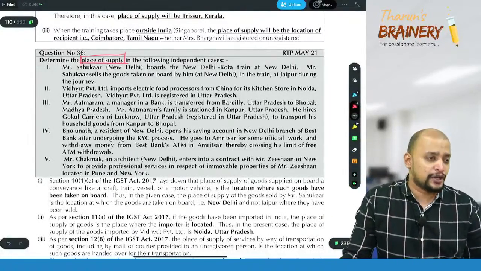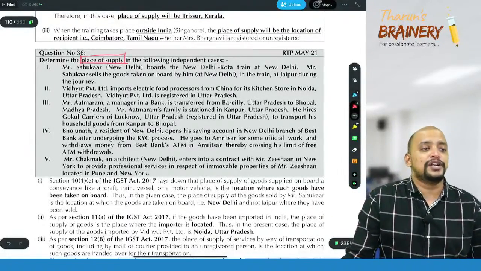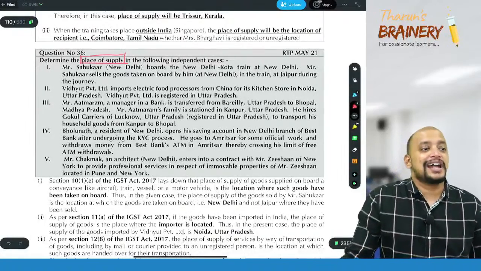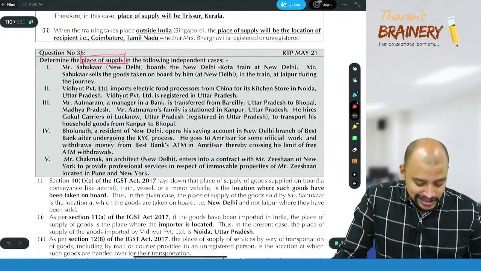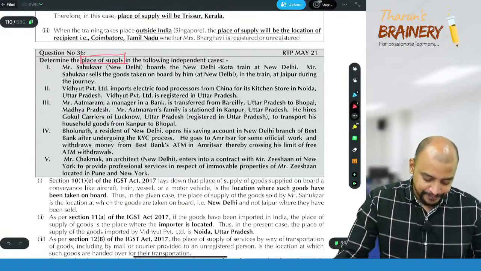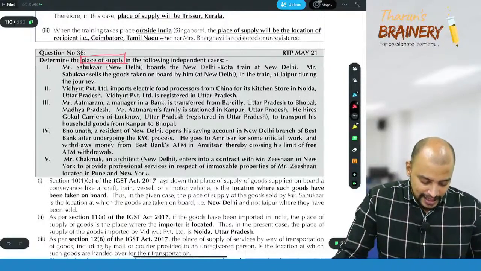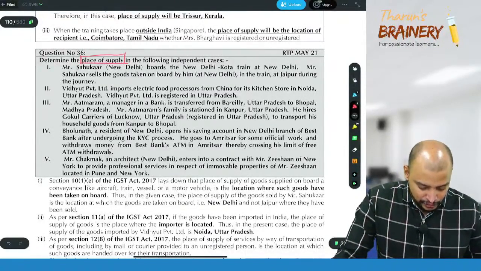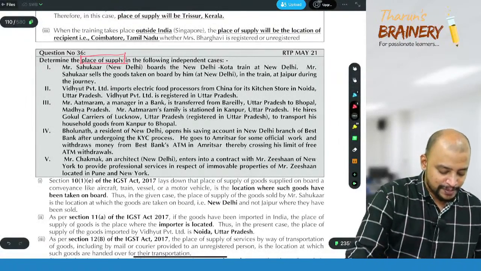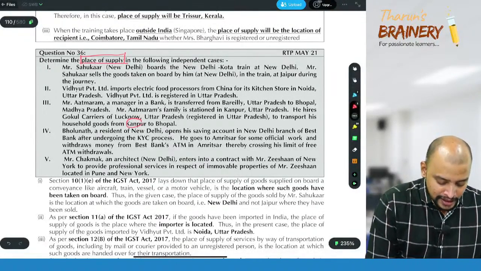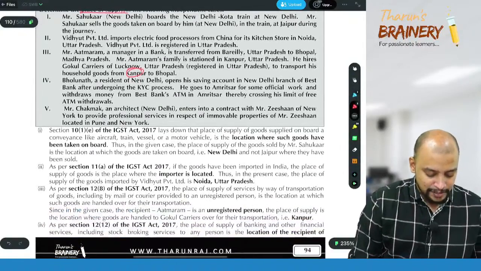Transportation of goods. India to outside India? No. B2B or B2C? B2C. So the starting point of the goods. What is the starting point of the goods? He hires Gokul carriers of Lucknow, Uttar Pradesh to transport his household goods from Kanpur to Bhopal. So Kanpur will be taken, that is Uttar Pradesh. Okay.